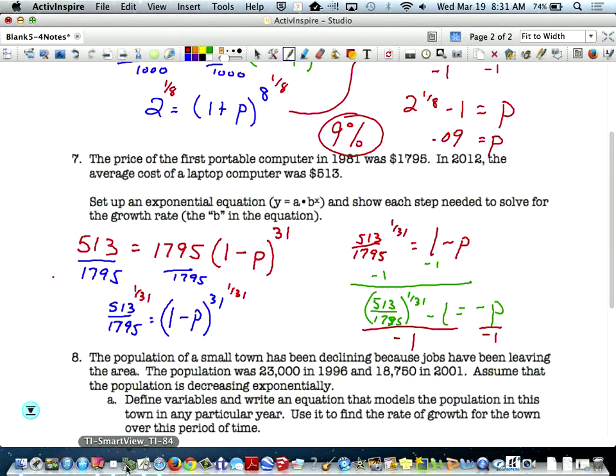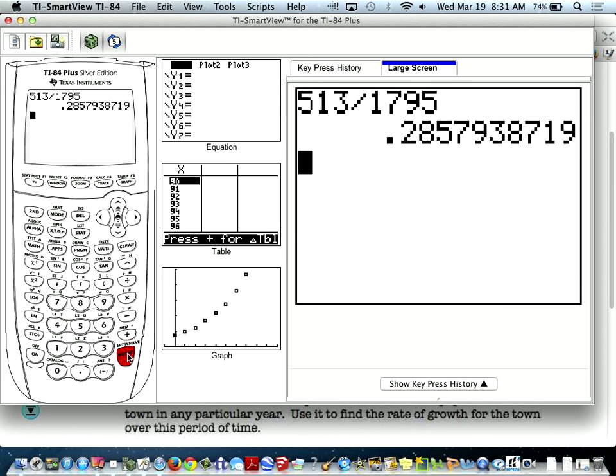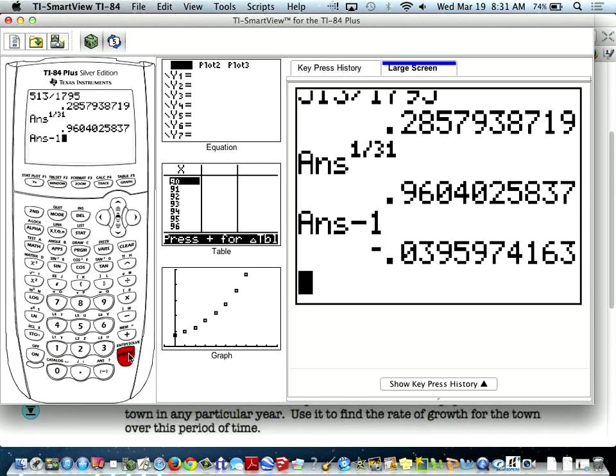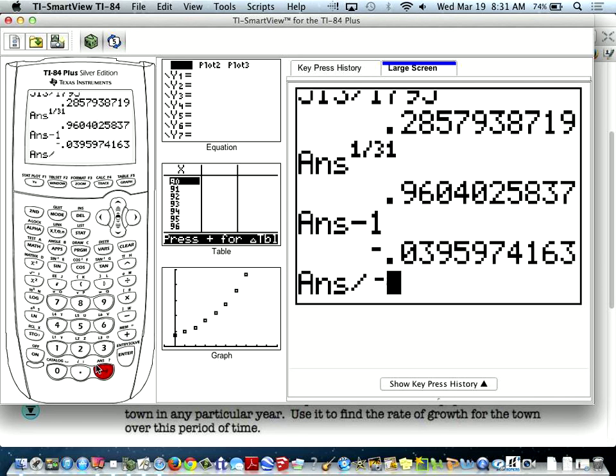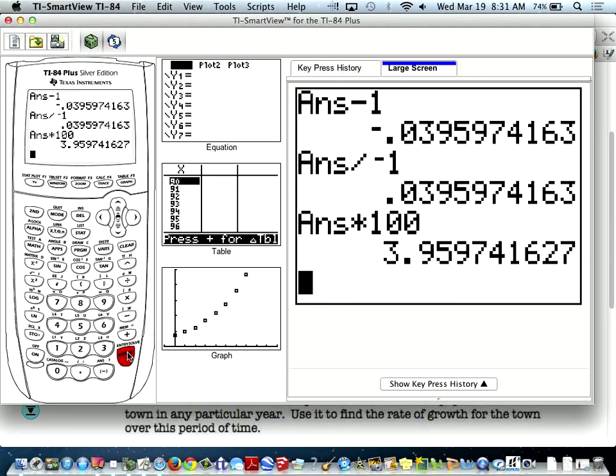So let's see what happened. I had 513 divided by 1795, right? That number was raised to the 1 divided by 31 power. I subtracted 1, and then I divided by negative 1. So we're looking at something like this. Is that what you guys were getting? So if that's the decimal, multiply by 100, I guess, if you want the percent or the growth rate.